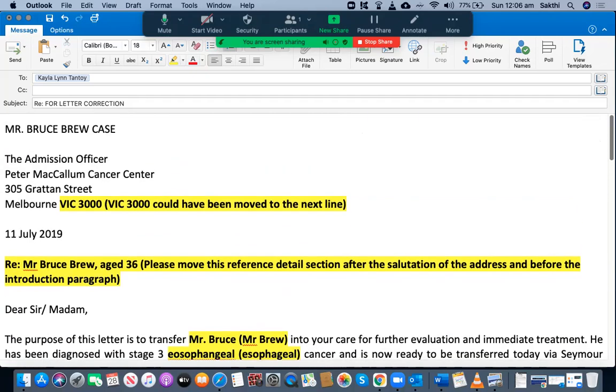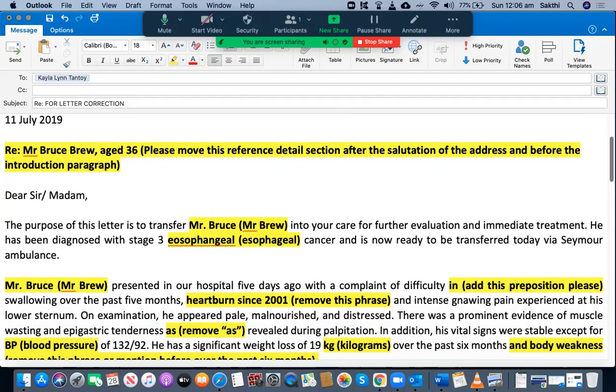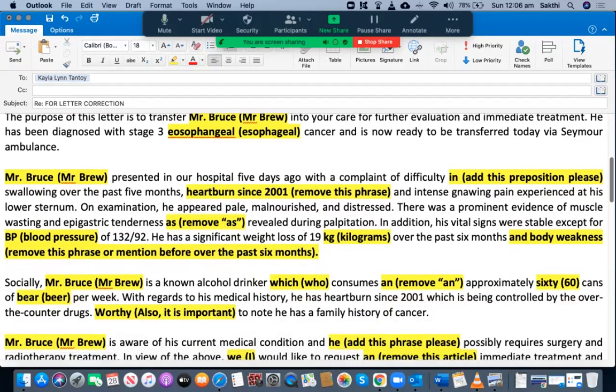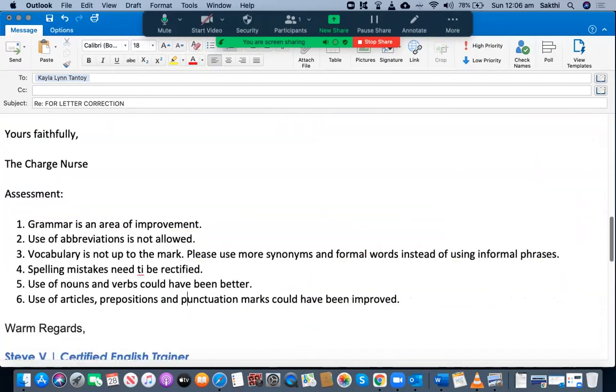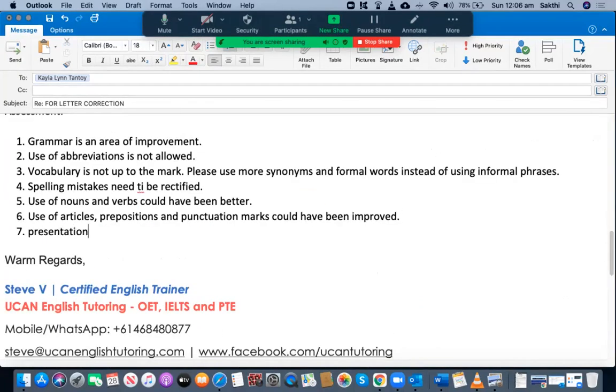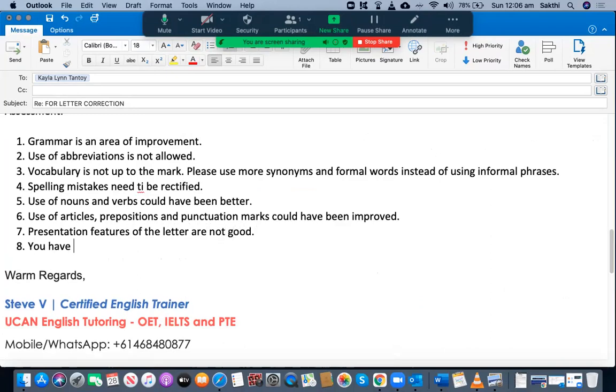All right, you have changed the name. I mean, instead of writing down the surname of the addressee, you have used the first name, which is not good. All right, and then you have included one piece of information more than once. So presentation features of the letter are not good. You have included one piece of information on more than one occasion. It's not good. I'm not happy with this one.